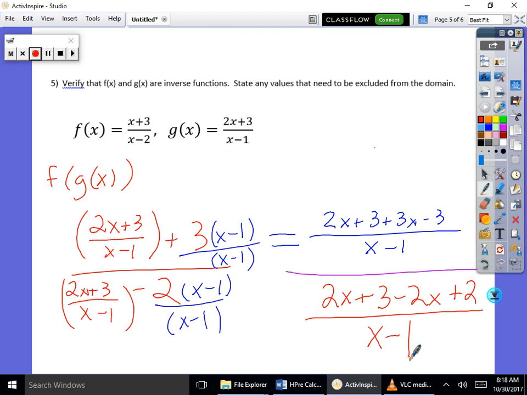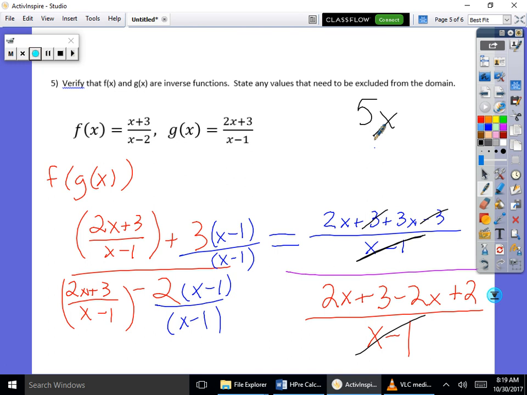I can cancel out the denominators because they match. And when you divide, you multiply by the reciprocal, so it would have cross-canceled anyhow. So goodbye, goodbye. Now let's clean up the numerator. No, we got to simplify the numerator first. Yep, we combine like terms. So this cancels this, and I'm left with 5x, yes?